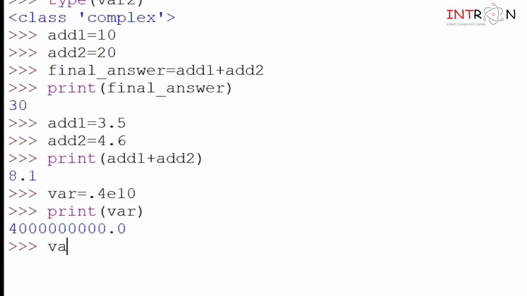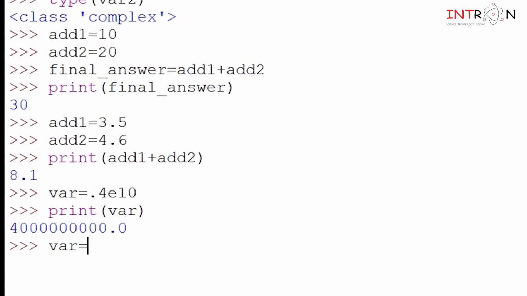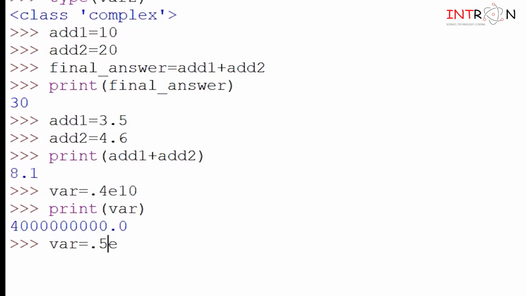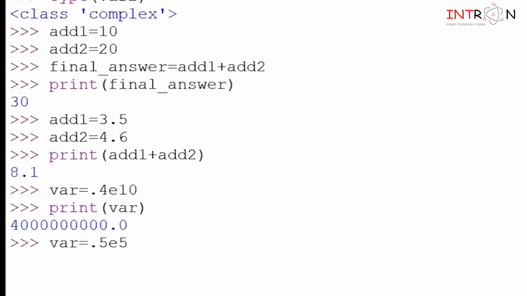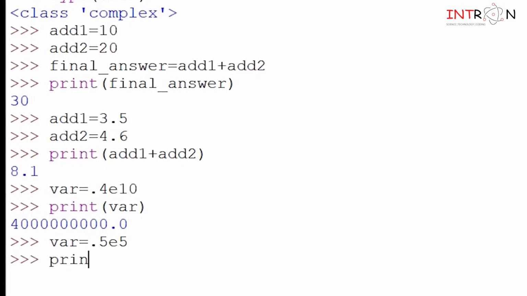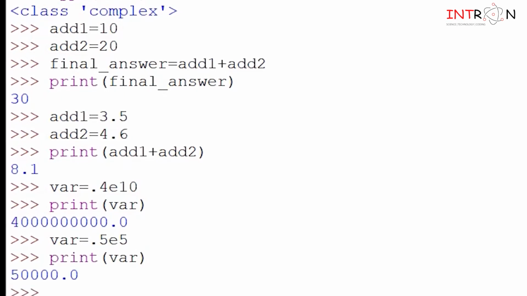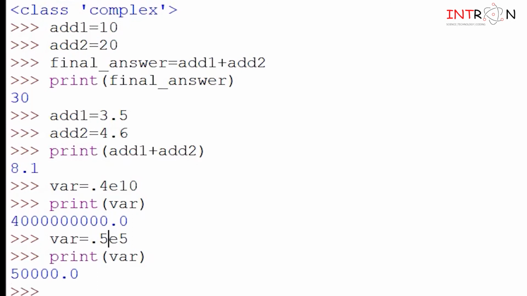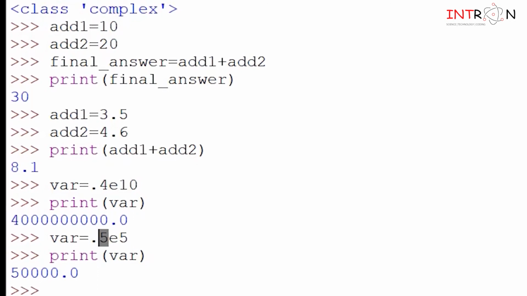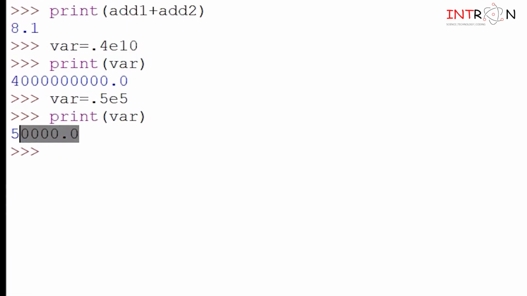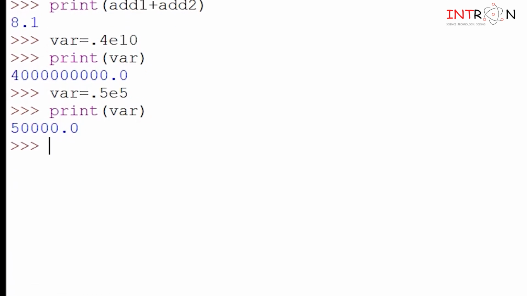Now let's check another example. 5e, here we forgot the dot, so .5e5. We want to shift 5 times. Now let's print that var again. So the 5 is shifted 5 times to the left of the dot. It was here, and we have shifted it 1, 2, 3, 4, 5. Five times it has been shifted.